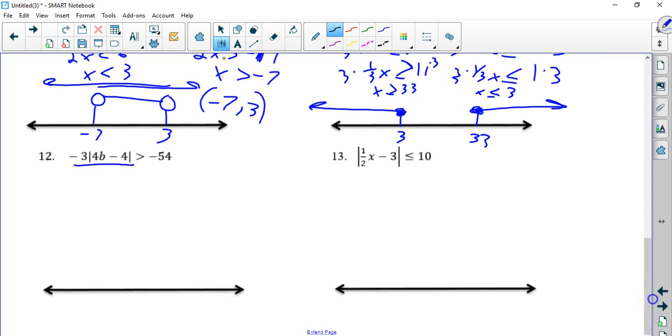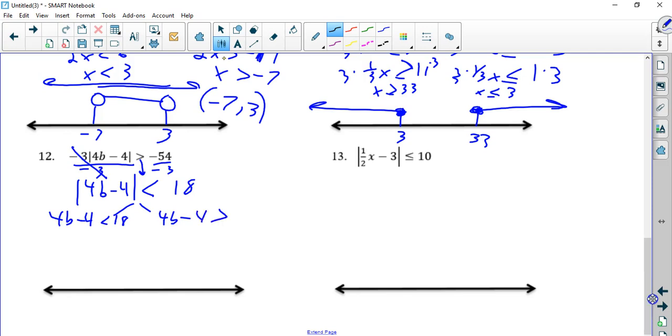All right. Here, I'm going to divide by negative 3. Now, you got to be careful. I just said I divided by negative 3. So now my absolute value is 4b minus 4 less than, got to be careful, positive 18. Negative divided by negative is positive, but since I divide by negative, this symbol flips. Now I bust it up. 4b minus 4 is less than 18, and 4b minus 4 is greater than or equal to negative 18.